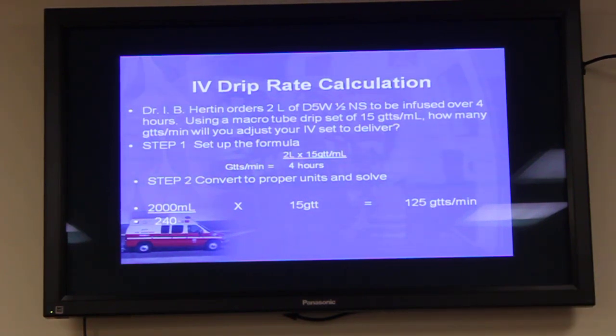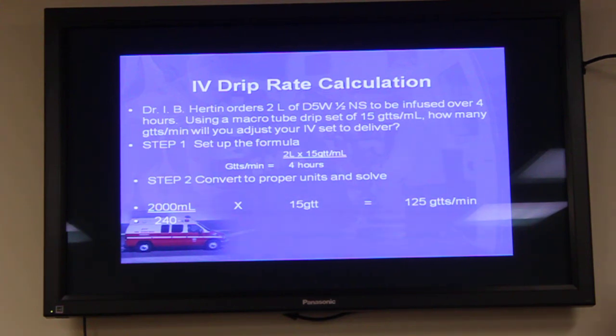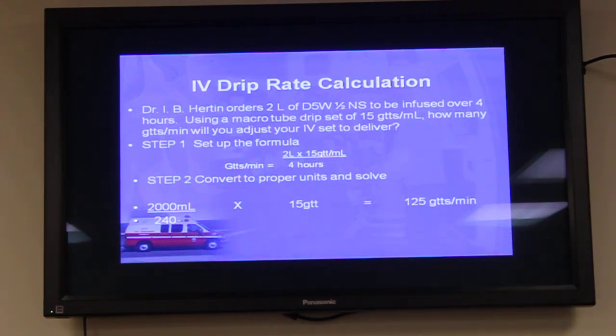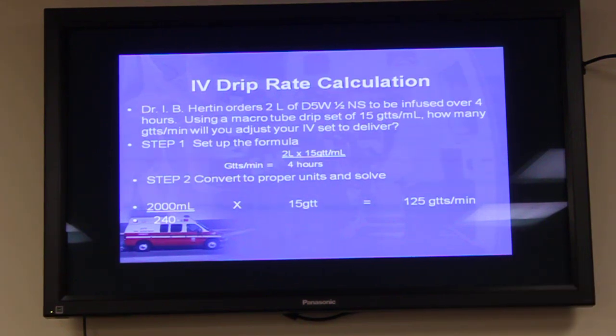So we want 2,000 milliliters divided by 240 minutes times your drip set per milliliter. In this case, we're using a 15. And that's going to equal 125 drops per minute. So quite simply, all we're doing is dividing that 2,000 milliliters by 240 minutes, taking the sum of that and multiplying it by the 15 drops per milliliter set. And that's going to give us 125 drops per minute.